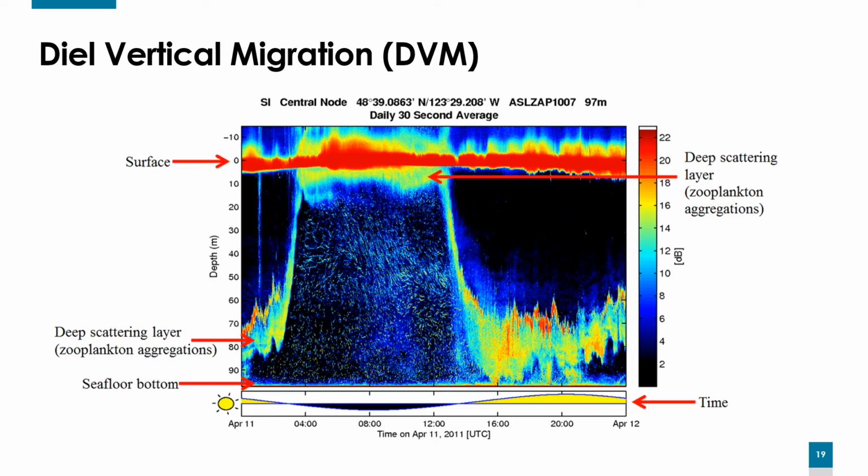And as you can see, over a period of about 12 hours, the zooplankton are near the surface, most likely feeding on phytoplankton. Then as the sunlight dissipates over the evening or the afternoon, the aggregation of zooplankton goes back down to depth and resides there throughout the night, starting the cycle over the next day.